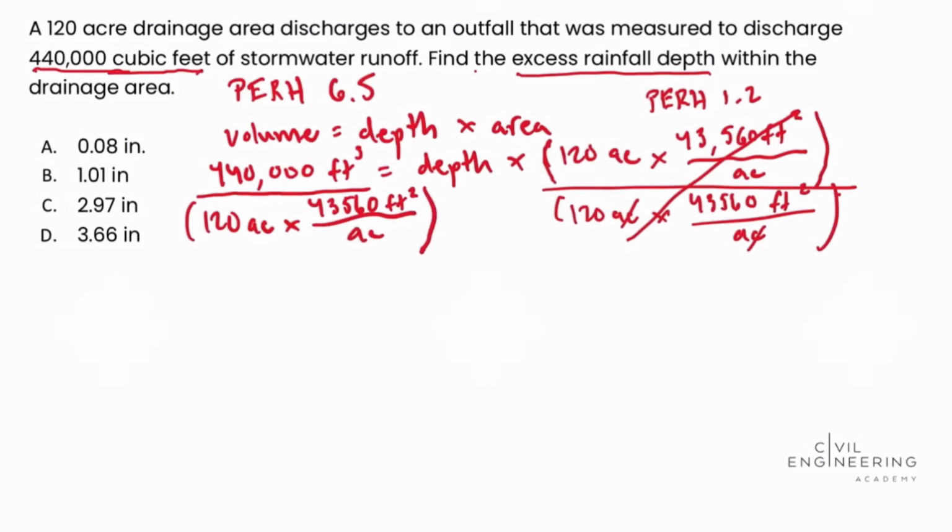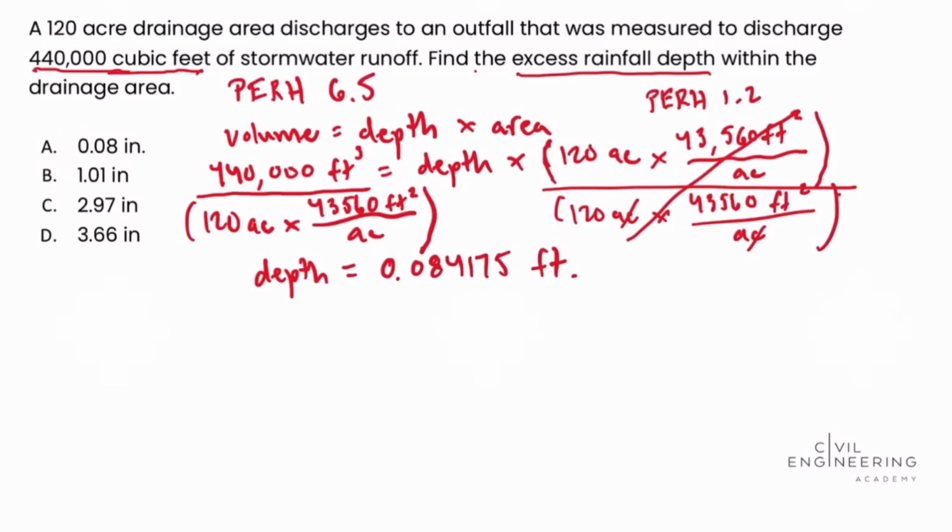And what we'll do is we'll multiply 120 by 43,560 first, because that's in parentheses, and then we will take 440,000 cubic feet and divide it by the area, and that gets us an answer for depth equal to 0.084175 feet. But that is not the final answer, because if we look at our answer choices, we see the answer choices are all in units of inches.